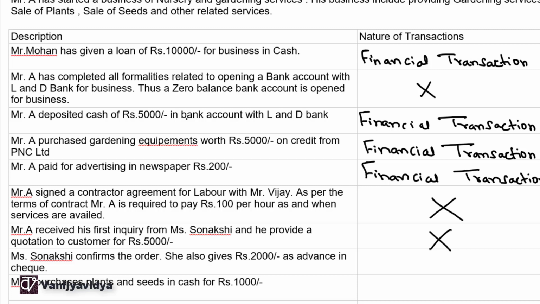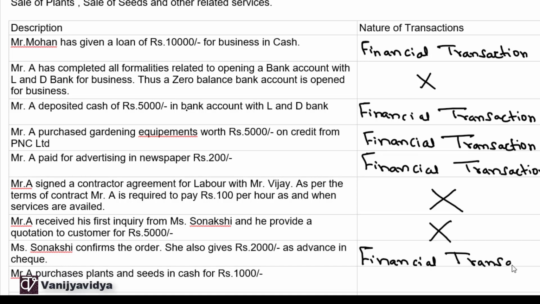Next, Miss Sonakshi confirms the order. She also gives rupees 2000 as advance in check. Now, here there are two things. One is Miss Sonakshi confirms the order. That is, the services are required to be provided. Now, Mr. A is obliged to provide services to Miss Sonakshi. And for that, she has paid rupees 2000 as advance. So, there is an obligation for Mr. A to provide services, in return of which Miss Sonakshi has given him 2000 as advance. So these are the financial transactions and it has to be recorded in the books of account.